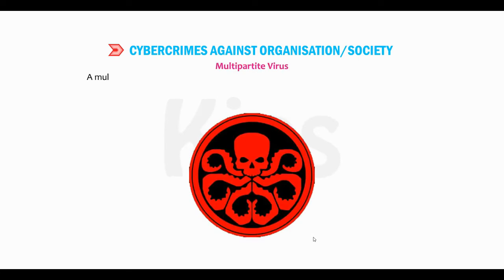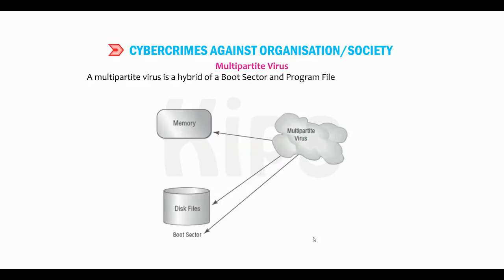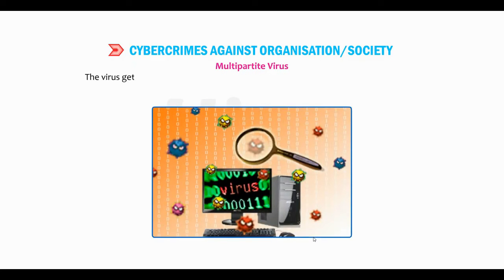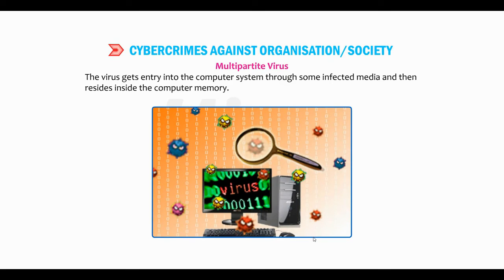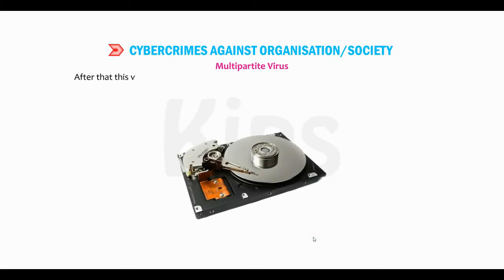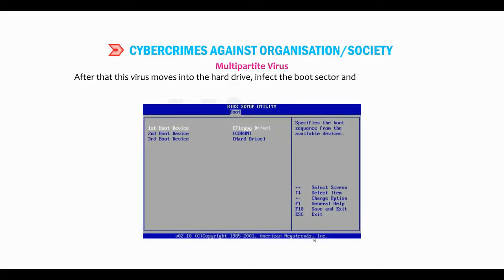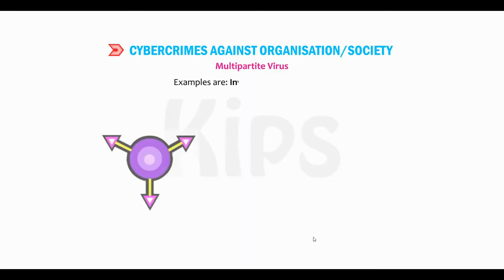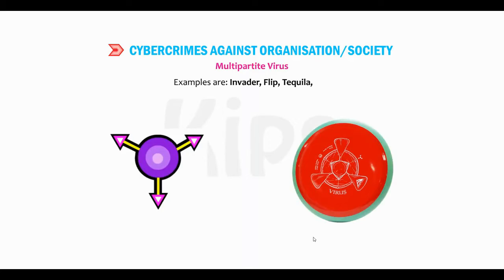Multipartite virus. A multipartite virus is a hybrid of a boot sector and program file virus that spreads in multiple ways. The virus gets entry into the computer system through some infected media and then resides inside the computer memory. After that, this virus moves into the hard drive, infects the boot sector and starts spreading in the system by infecting the executable files. Examples are Invader, Flip, etc.